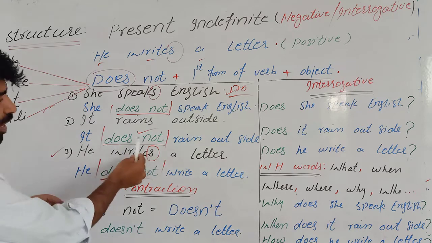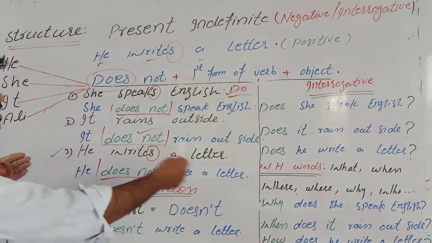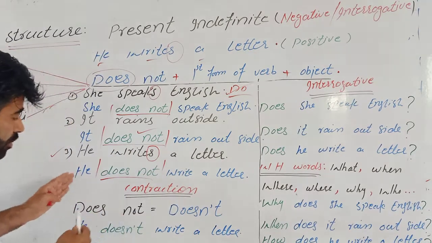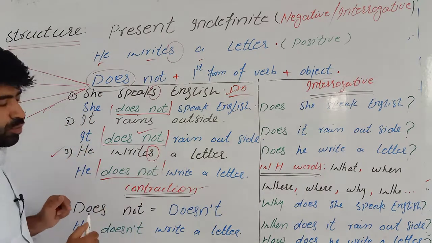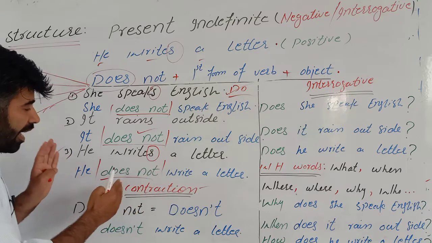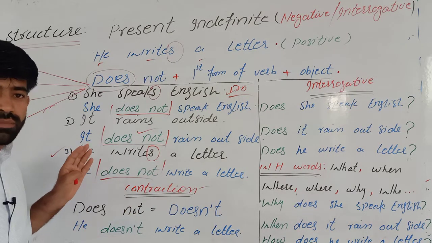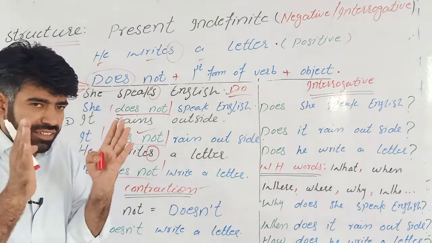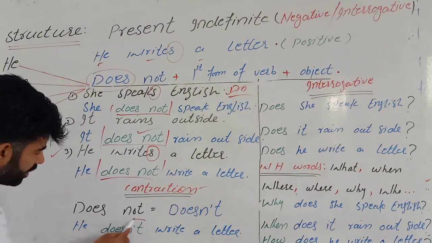So this is one way of writing this: it does not rain outside, she does not speak English, he does not write a letter. And there is another way of writing this as well, this part, does not. We read it and pronounce it as does not, but native speakers go for contraction. They contract things, and here I have written it, for example, does not.